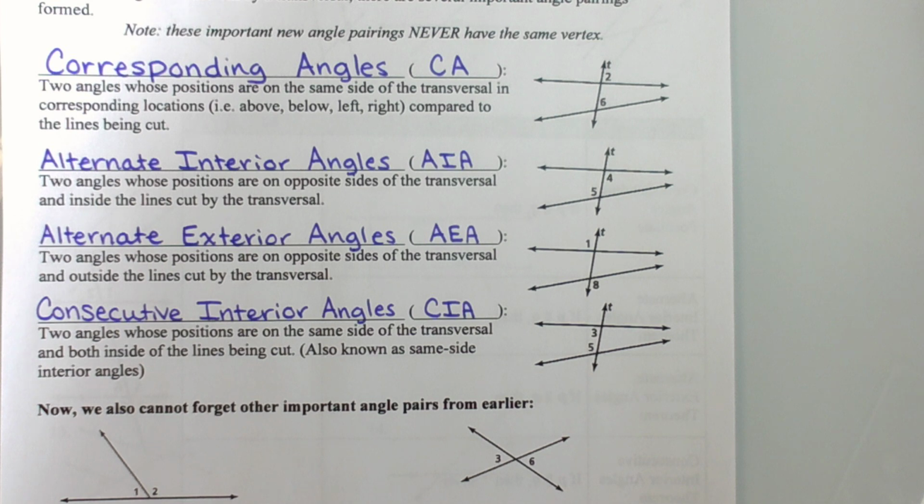If they are both between the 2 parallel lines, that's what interior means. If they're both outside of the 2 lines being cut like this one, that's what exterior means. And if it's one of each, one's between, one's not between, that leaves us with corresponding. So those are the features you're essentially going to ask yourself. Do they share a vertex? Where is it compared to the transversal? And then the third question is, between the lines, outside the lines, or one of each?